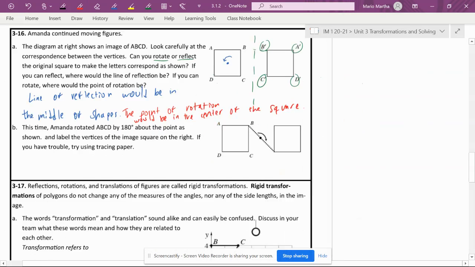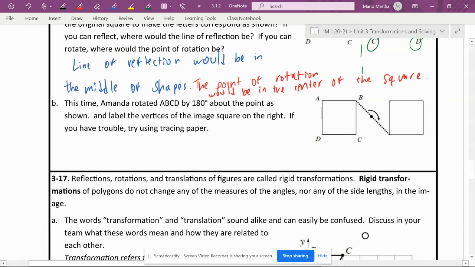All right, and then looking at part B, this time Amanda rotated square ABCD by 180 degrees about the point as shown. So label the vertices of the image, the square on the right, and if you have trouble, try using tracing paper. In this case, if you have tracing paper, you can use wax paper or parchment paper. So remember, we're rotating it this way. Where do you think this point would be? It takes a complete 180-degree turn, so it should end up over here.